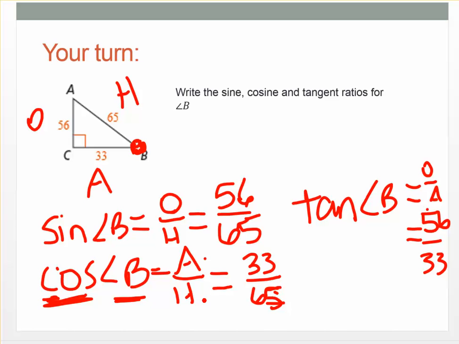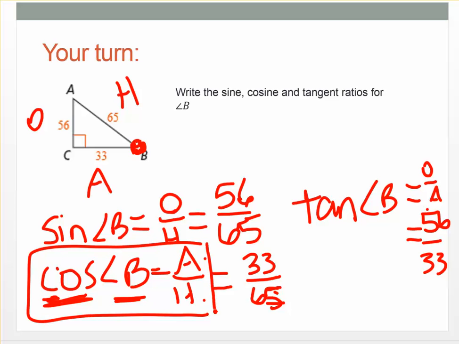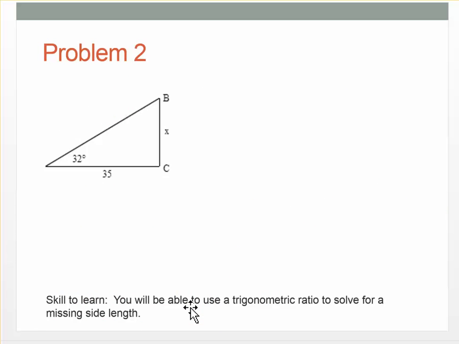We're going to be able to use this same type of equation, and we're going to know two of these pieces of information, and we're going to be able to solve for the one that's missing. That's the next step we're going to move to. So I'm going to go on to the next example and work this one out for you. The skill you're going to learn here is to use a trigonometric ratio to solve for a missing side length. We are given a right triangle, and we're going to go ahead and mark that as right.